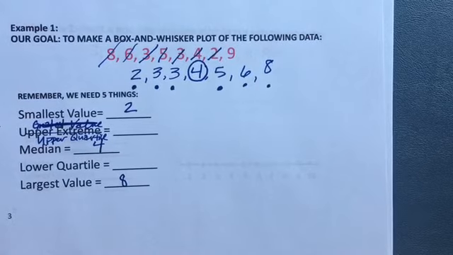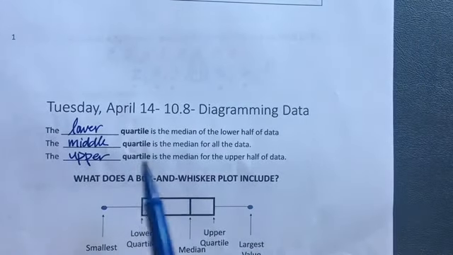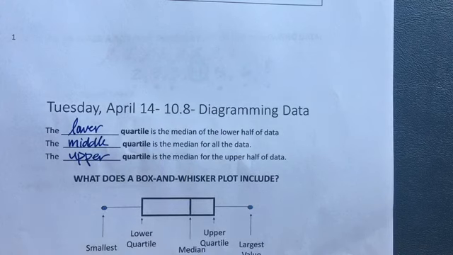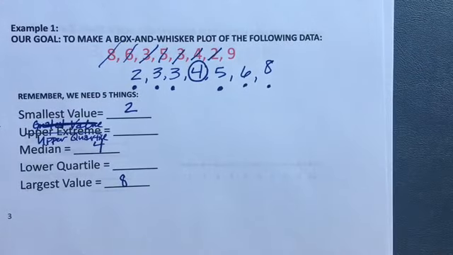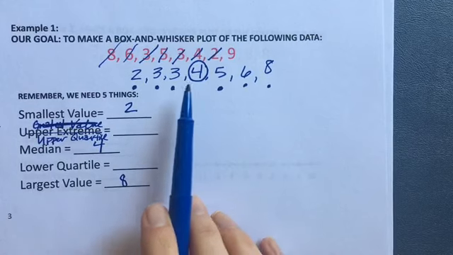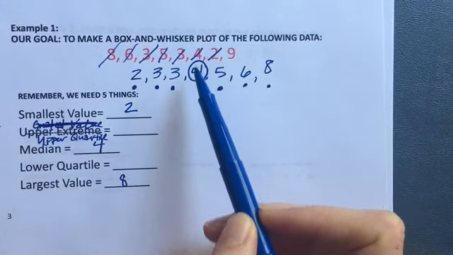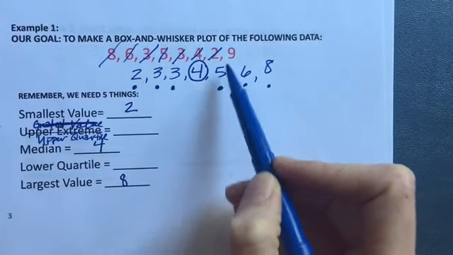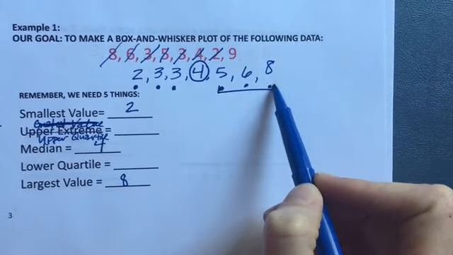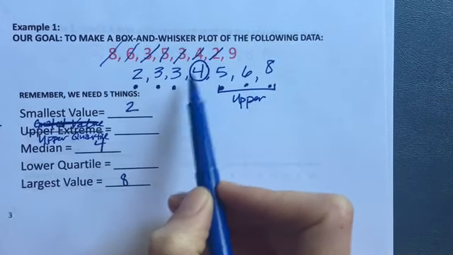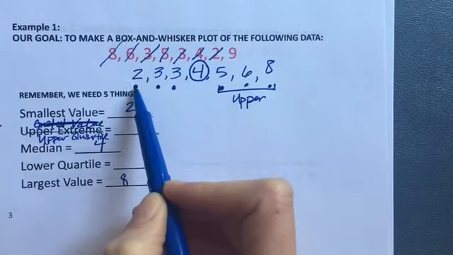Now we're going to find the upper quartile and the lower quartile. Now the definitions, if we look back, said that the upper quartile is the median for the upper half of data, and the lower quartile is the median for the lower half of data. Well, how do you know what's the lower and what's the upper? Well, once you have found the median, and here, because it's just one number, we didn't have to average two numbers, we take the numbers to the right of it, and those are the upper set of data. And the numbers to the left of it, or the lower numbers, this is the lower half of data.